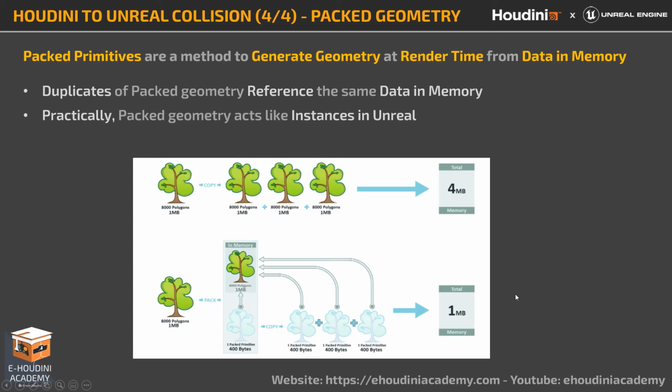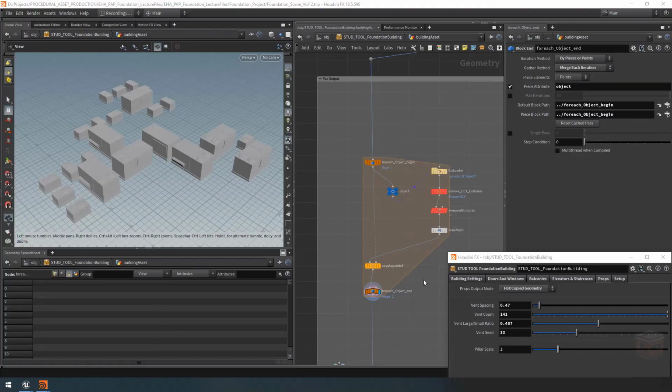It's very lightweight. And what this basically means for us is that duplicates of packed geometry reference the same data in memory, which practically works the same way as instances do in Unreal. So there's a direct one-to-one comparison there, or at least practically for us, there is. And we can go ahead and use that to our advantage. But okay, let's go back to Houdini, and I'll quickly show you what it actually means to have a packed primitive.